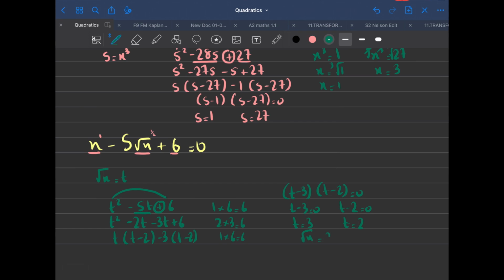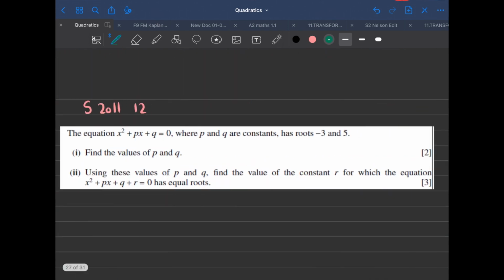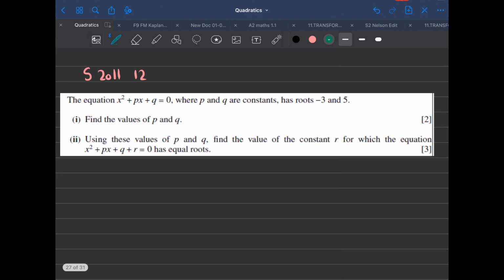Under root x. How do you remove square root? You square both sides. So my answer of x will be 4, and here it's going to be 9. Do you get this? Now let's begin with a few past paper questions. So the first one, in this one, I'm going to teach you one trick.